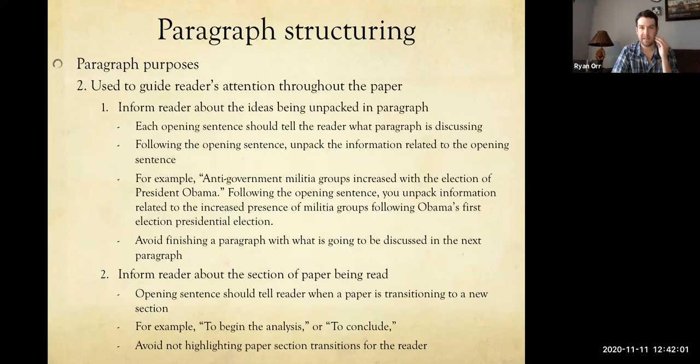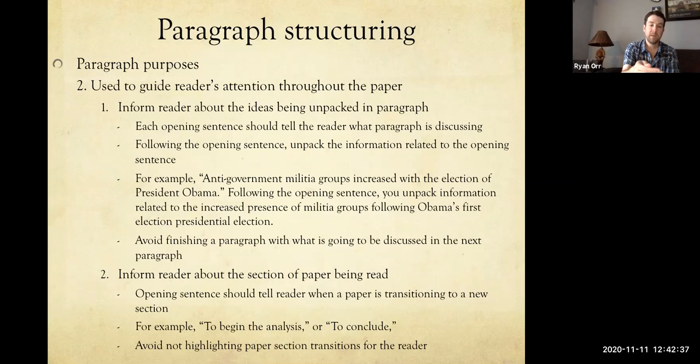So here I just provide an example. The opening sentence for the paragraph would be: anti-government militia groups increased with the election of President Obama. And then following this, the reader is expecting to hear more about this. Okay, what's the connection between the election of President Obama and the increase of these militia groups? And that's what we'd be discussing throughout the rest of the paragraph following the opening sentence. So basically, think of that opening sentence as an opportunity to tell the reader what you're going to be doing in that paragraph.